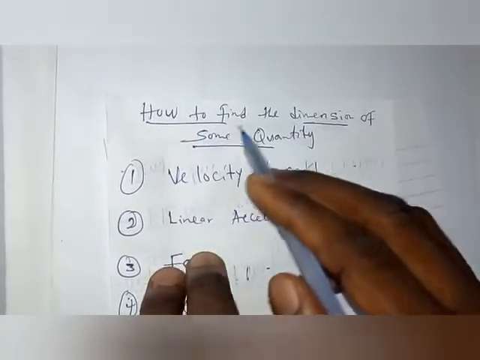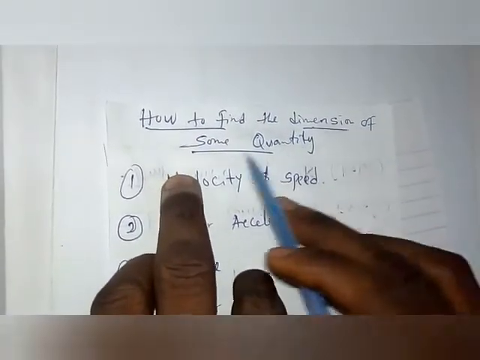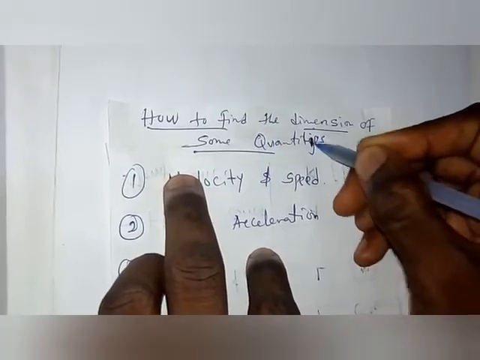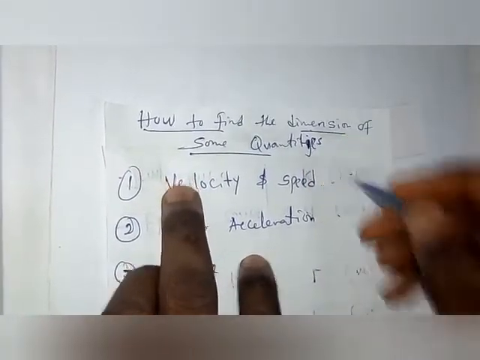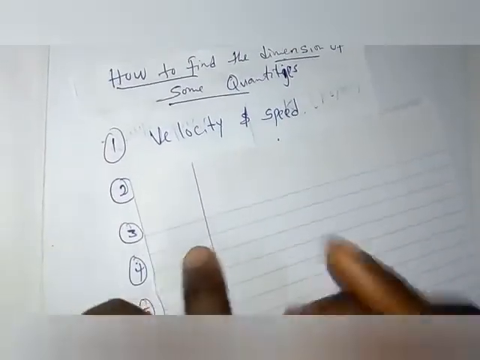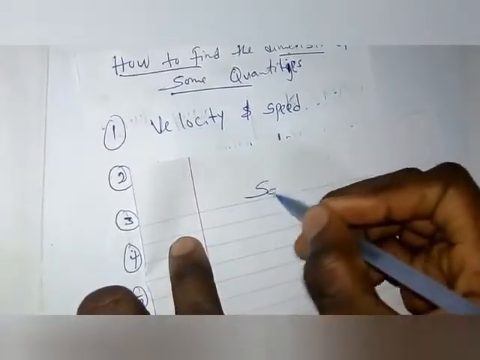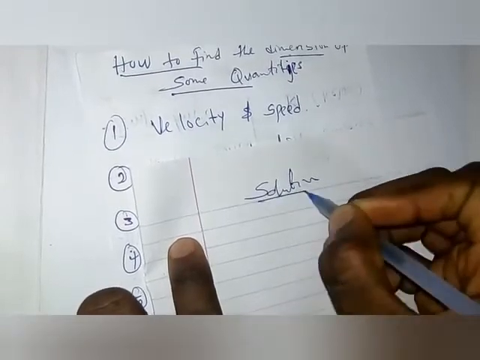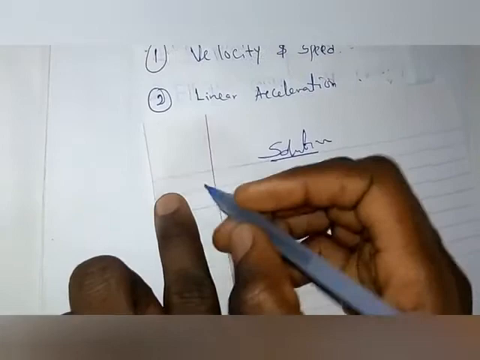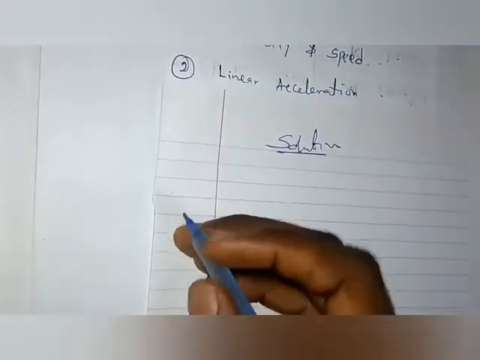So here I'm going to treat how to find the dimension of some quantities. I will start by finding the dimension of velocity, which is my number one here.